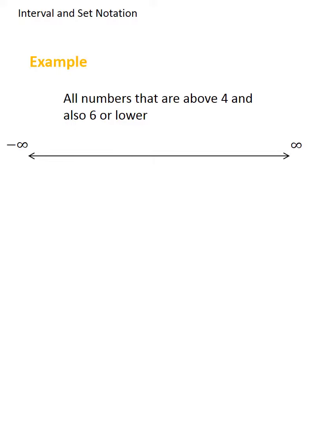Let's consider all numbers that are both above 4 and also 6 or lower, represented here. The set would include 5, 6, 5.312, 4.001, and 4.0000001, just to name a few. In set notation, we could describe this as the set of all x such that x is 4 through 6, including 6.